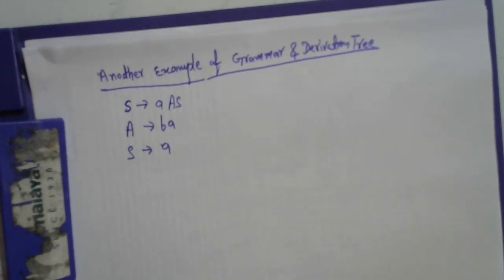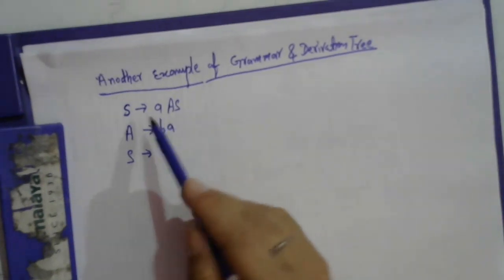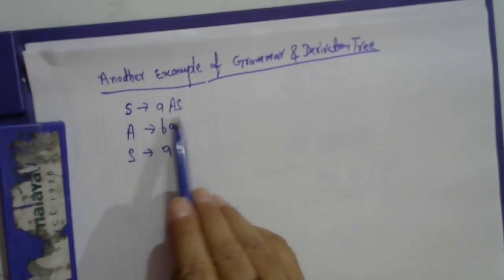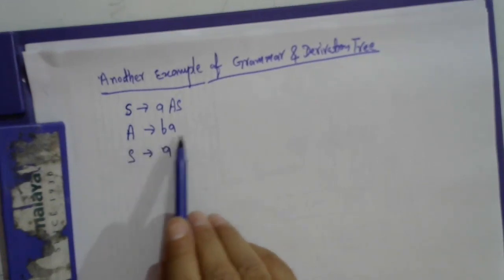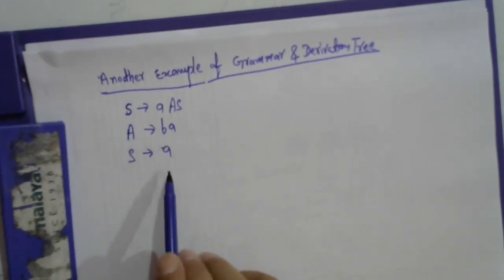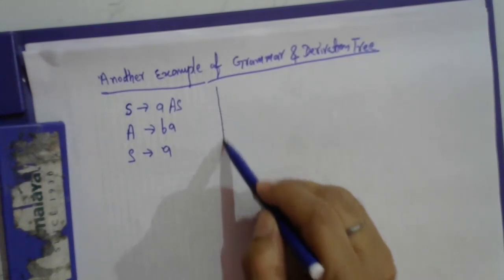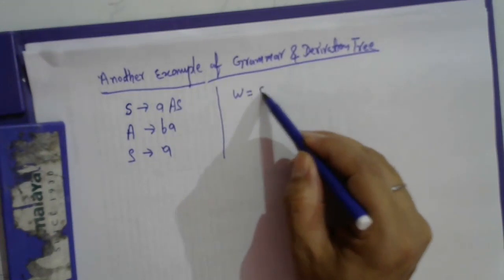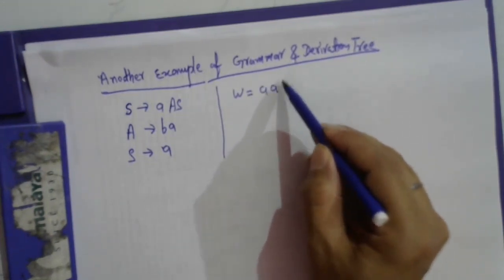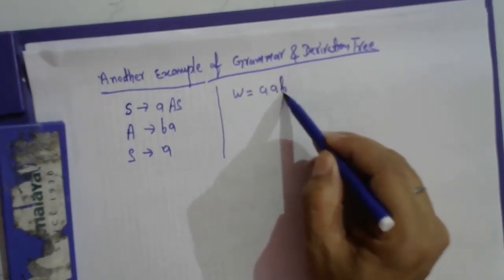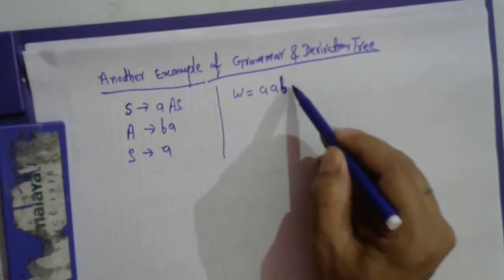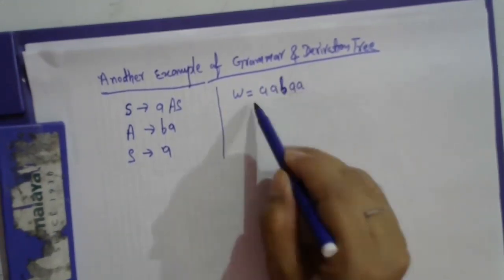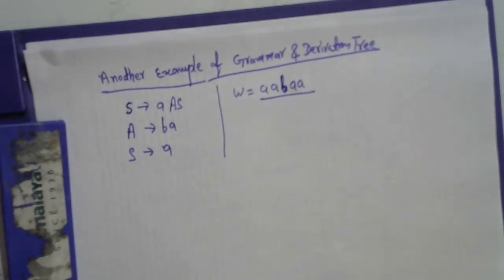Okay, there is another example of a grammar and derivation tree. Suppose the simple grammar S tends to AS, A tends to BA, and S tends to A. Then suppose we want to draw the string W is equal to A, B, B, A with the help of this grammar.